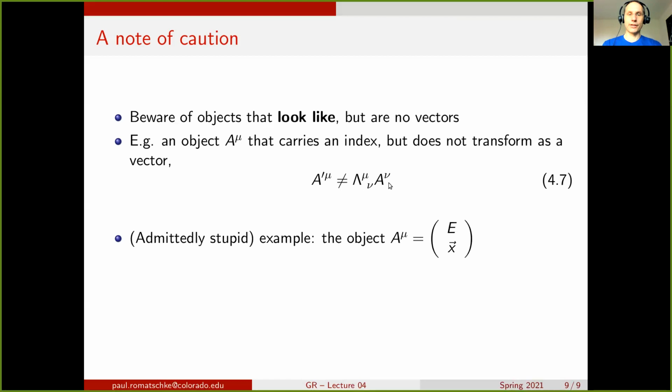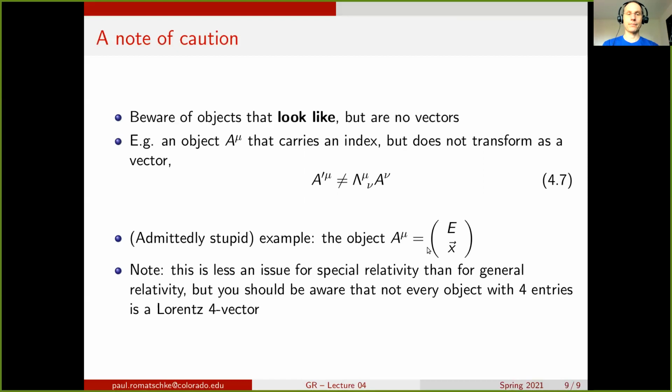A stupid example of this would be an object that I string together by picking one element of one 4 vector and other elements of another 4 vector. So I've picked the energy and the coordinate. This thing has 4 entries, but it's not a Lorentz vector, even though I wrote it this way. Note that this is less an issue for special relativity. Basically, I should not be allowed to write this combination with a 4 index mu because that tacitly assumes that what I've done is looked at an actual vector.